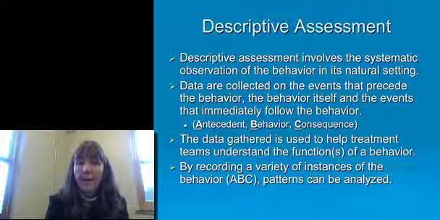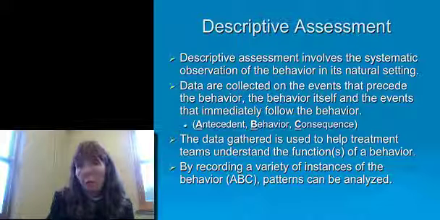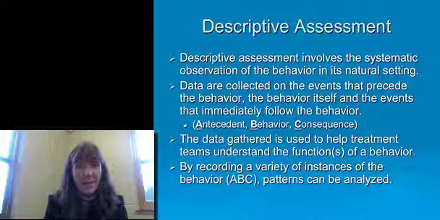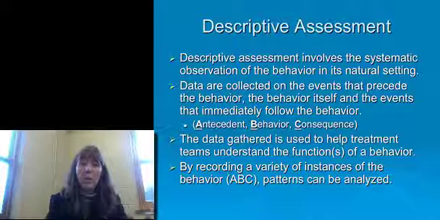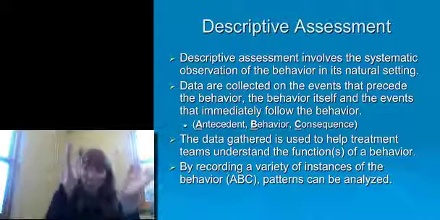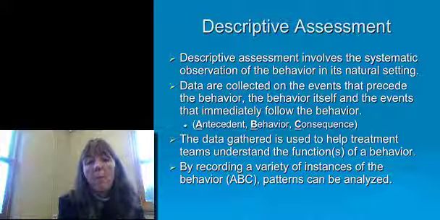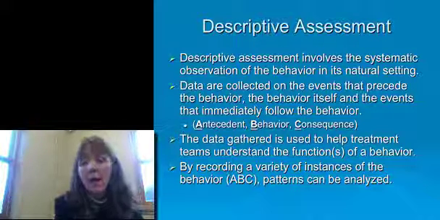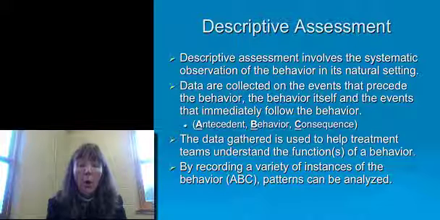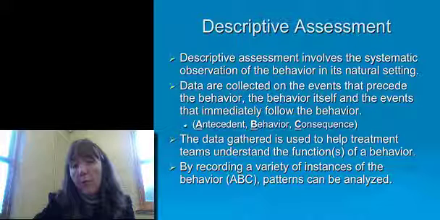Data are collected about events that precede the behavior, about the behavior itself, and about events that follow the behavior. It's often called ABCs. One way to do this is to collect antecedent, behavior, and consequence data in columns. So we talk about what happened right before the behavior, what was the actual behavior, and what happens after the behavior. The data that are gathered are used to help treatment teams understand the function of the behavior. And by recording a variety of instances in an ABC framework, we can look at patterns. And that gives us a lot more information for hypothesis development and for hypothesis testing, essentially.